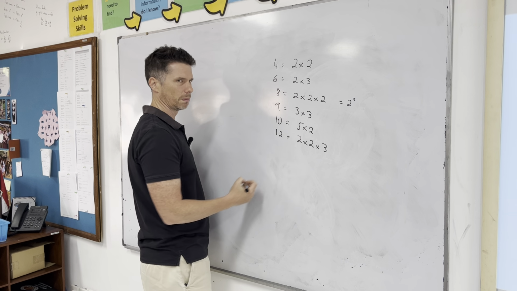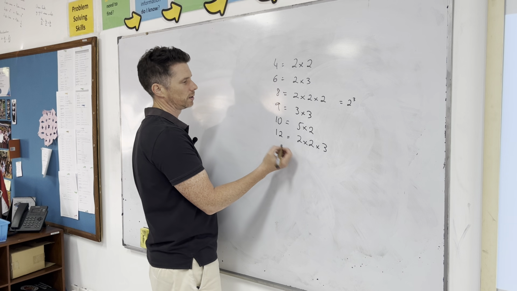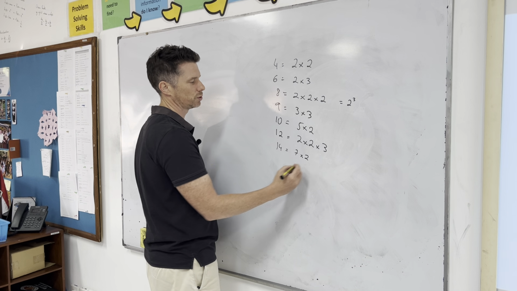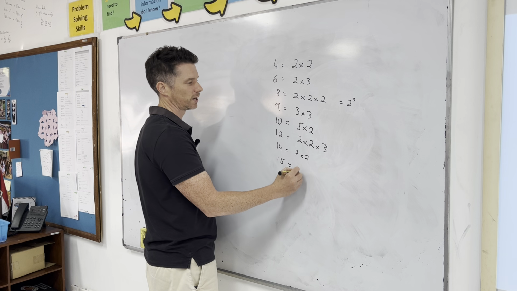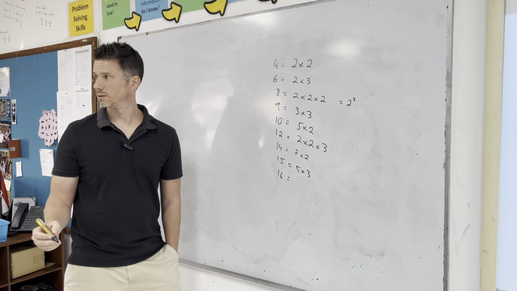Okay, is it that all composite numbers can be made with multiplying primes together? Yeah, it is. You can keep going with this pattern. 14 is 7 times 2, 15, 5 times 3, 16. A lot of 2's times each other. Yeah, 2 times 2 times 2 times 2. Okay, right. So we can split any composite number and form it by multiplying primes together. It's kind of interesting.